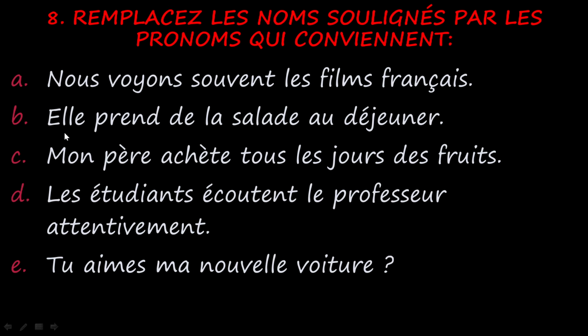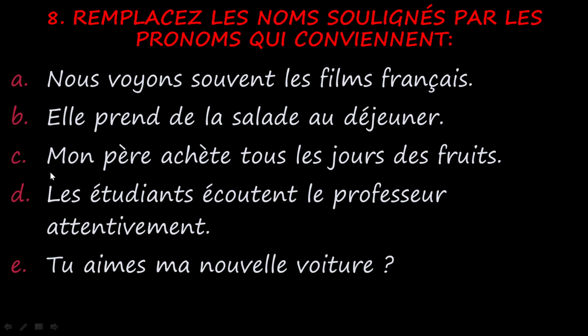So the second one, elle prend de la salade au déjeuner. She takes some salad for lunch. So de la salade, you can see after the verb, du, de la, de l'apostrophe will be replaced by the en pronoun. It's a quantity, some salad, right? So we'll be writing elle en prend au déjeuner. Okay, so just de la salade will disappear and we'll be writing elle en prend au déjeuner.